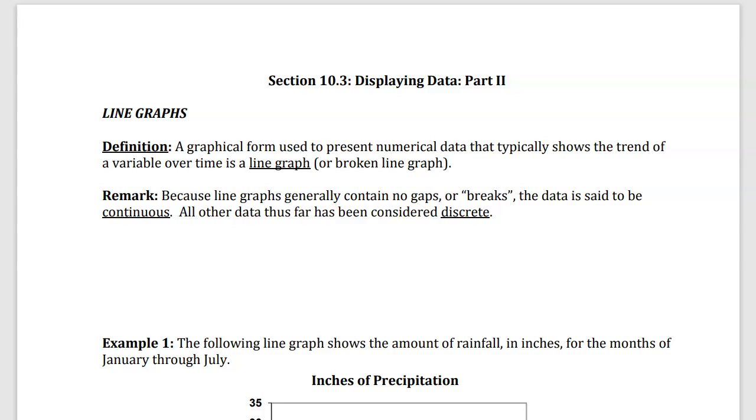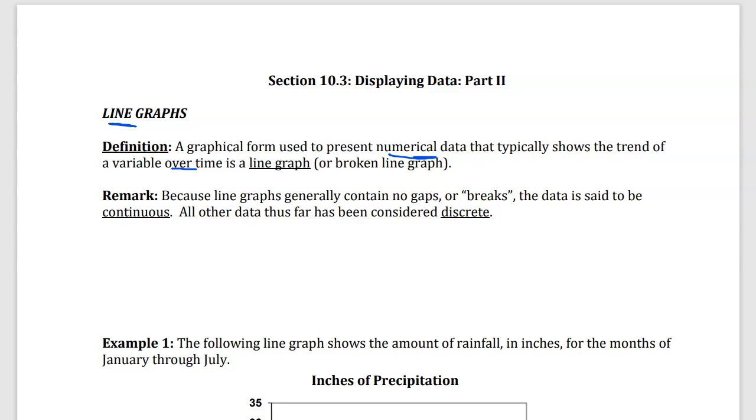We're going to continue looking at ways to display our data. And what we're going to look at now is line graphs. Line graphs are those that normally present numerical data, those that are numbers, and it shows a trend over time. Usually a line graph could be a broken line graph, depends on what we're looking at.